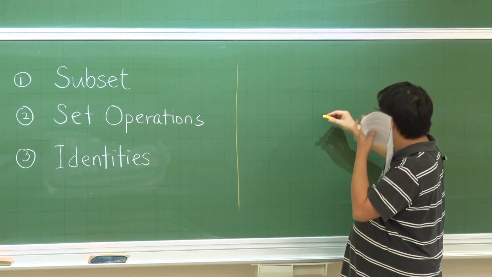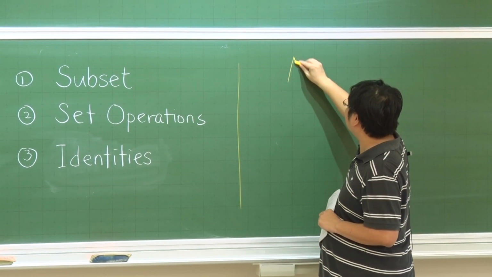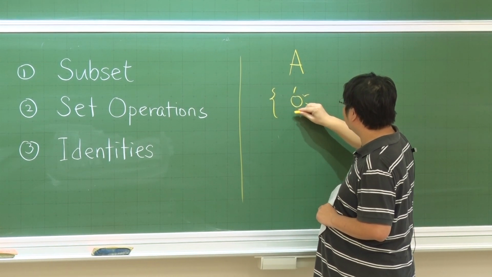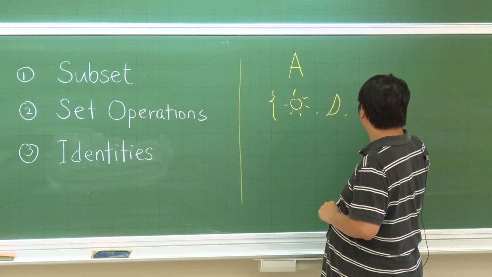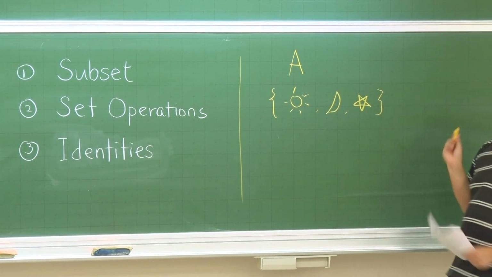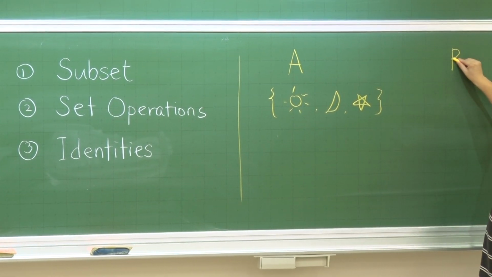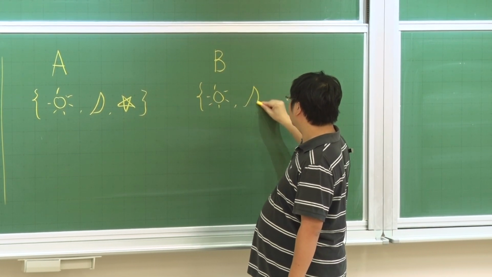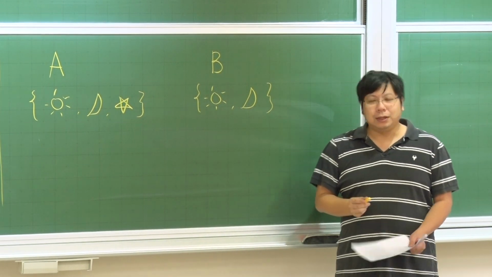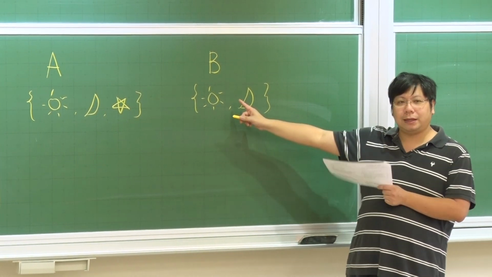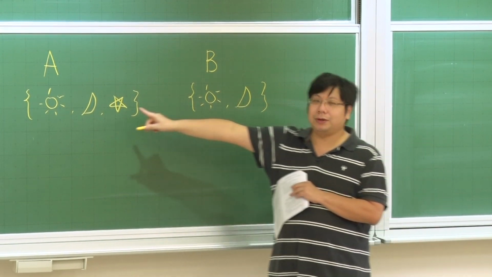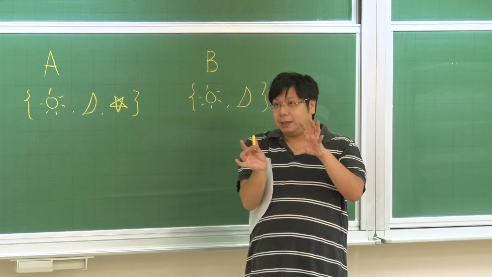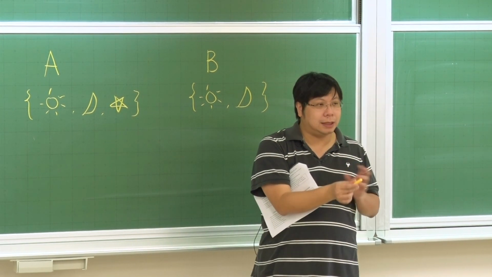Okay, so let's have a set A. Let's say A contains a sun, a moon, and a star. So this is A. Okay, and let's consider another set B. Let's say B is just the sun and the moon. So in this example, we see that everything that appears in B also appears in A. Is that okay? So it is the case that everything in B is included in A.